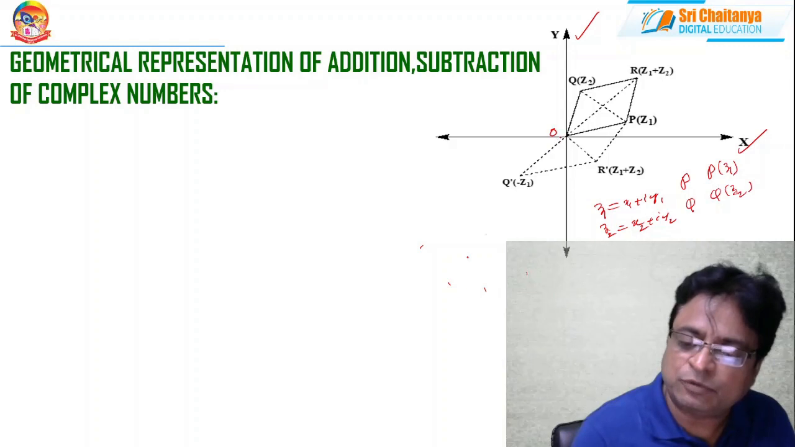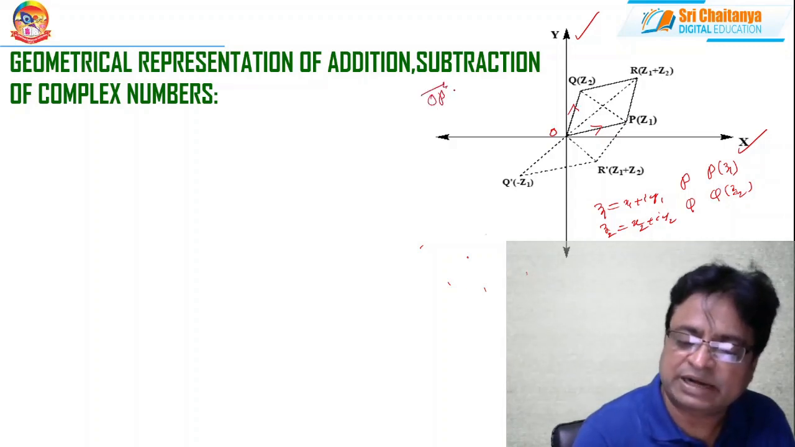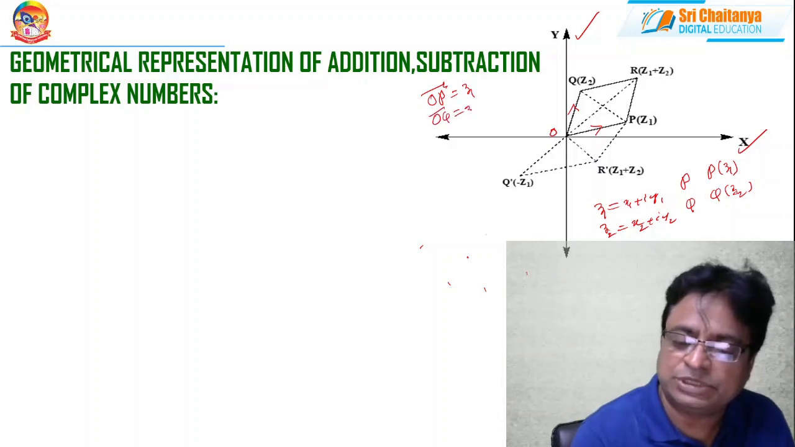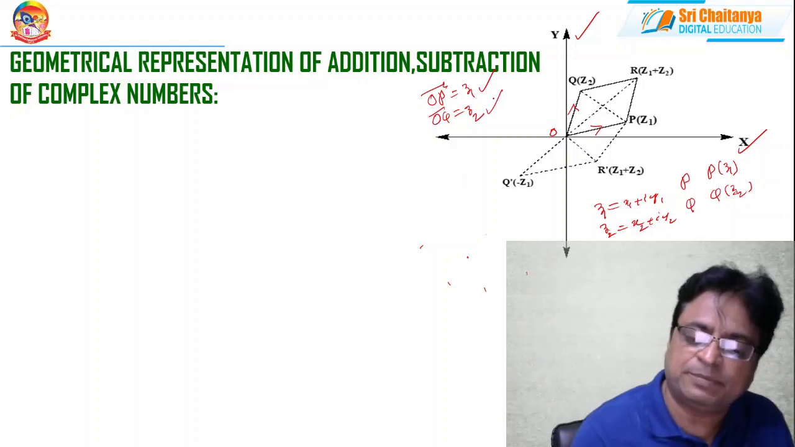With respect to O, if I consider these as vectors, this is OP bar and this is OQ bar. So OP bar is equal to z1 as a vector form, and OQ bar is equal to z2. This is the position vector of the point P and this is the position vector of the point Q.